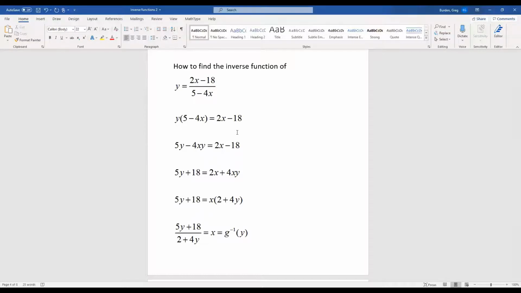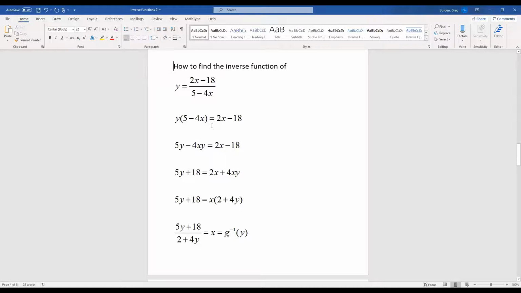We can do that by multiplying by the denominator here, 5 minus 4x. If we multiply through by that on both sides, it'll cancel on the right side, so the 5 minus 4x doesn't show up on the right anymore. And then we have it times the y on the left. At that stage, we don't really have much choice: we either go back to a fraction again, which we don't want, or we distribute the multiplication of y times 5 minus 4x.